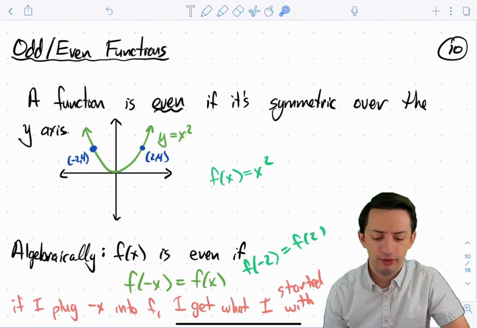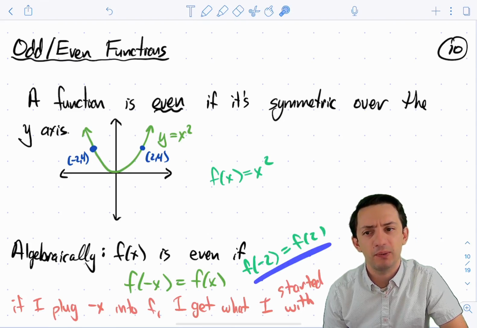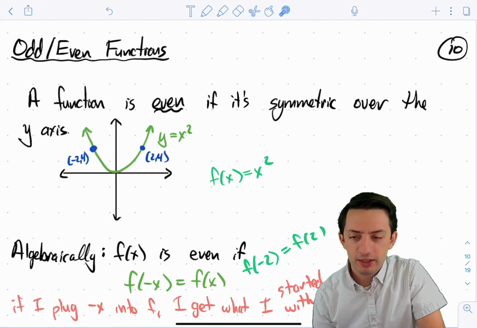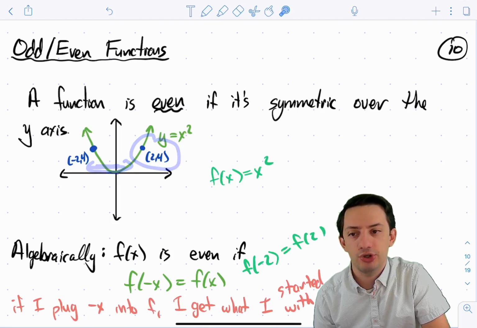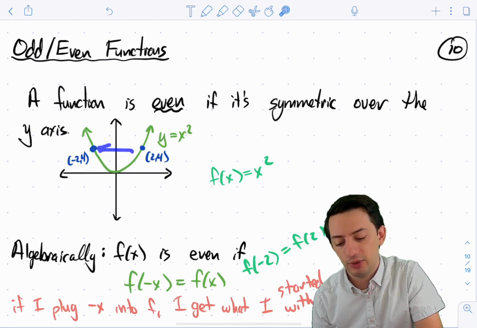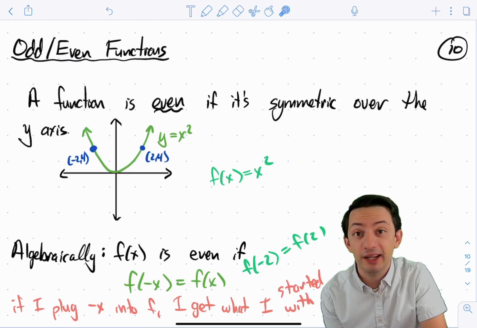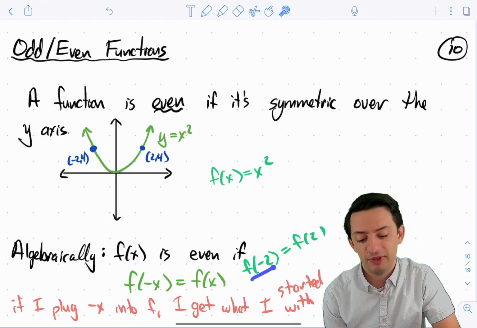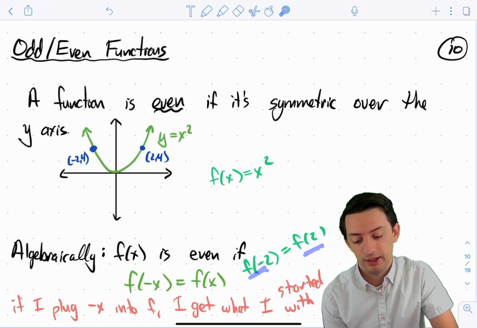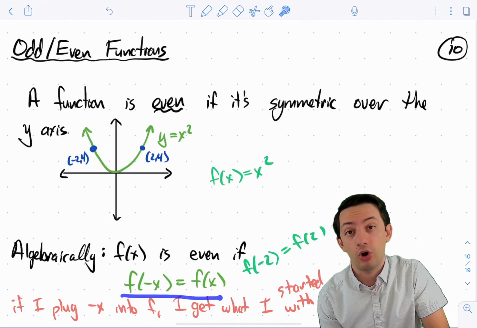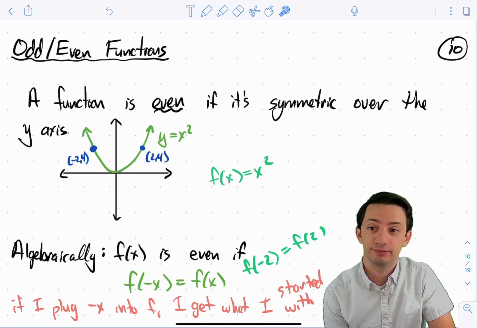So think about this really as explaining why this test works. Being symmetric over this line means that my point over here at 2, if I look at negative 2, I have to have the same height. If I had a different height, I wouldn't be symmetric. So f of negative 2 has to be f of 2. F of negative 10 has to be f of 10. And that's exactly what this is saying for all x. So that's even.